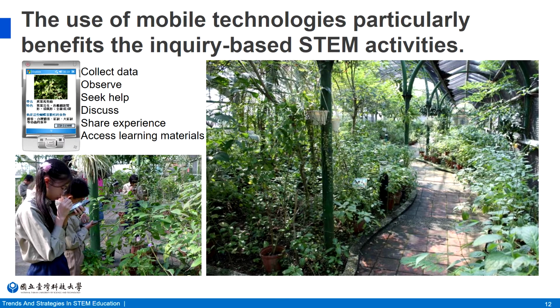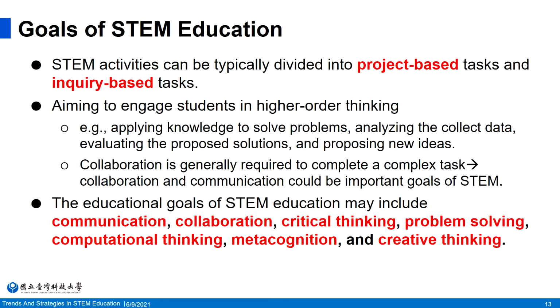So in STEM learning activity, mobile and wireless communication technology can facilitate learning across the real world and the virtual worlds. In my opinion, the use of mobile technology particularly benefits the inquiry-based STEM activity, enabling students to collect data in the field, to make observations in the field. Also, students can seek help, discuss with peers, share what they have found, or access the learning materials anywhere and at any time. As I have mentioned earlier, there are two types of STEM activity. That is project-based learning and inquiry-based learning.